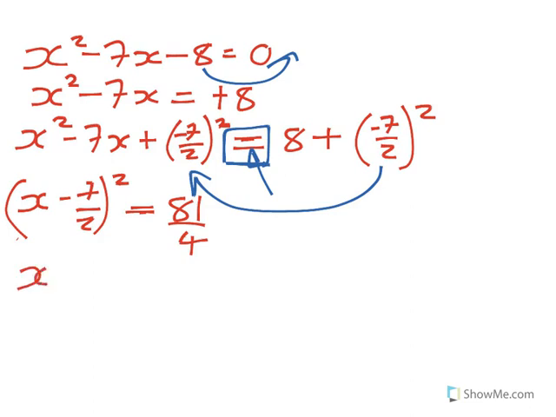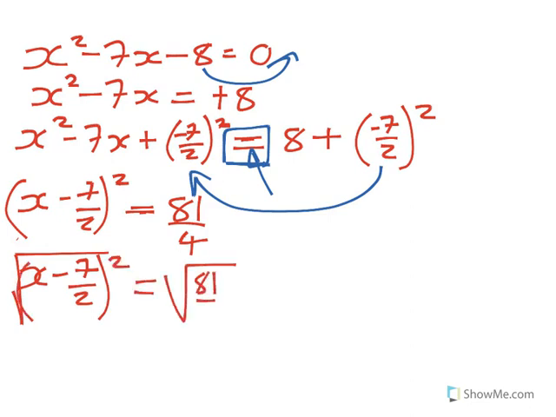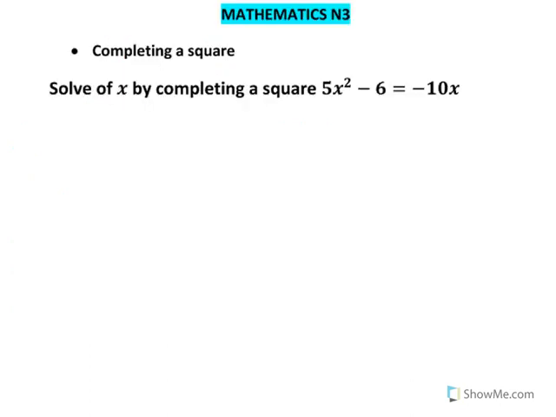Then you're going to have x minus 7 over 2, sorry about that, remember square root is equal to square root of 81 over 4. Then you continue solving it like what we did, and then you get the two answers. So your x will be equal to, when you solve it, x is equal to 8 or x is equal to minus 1.